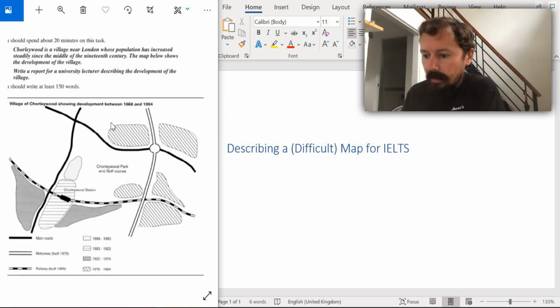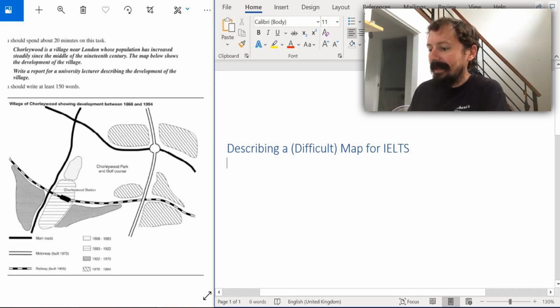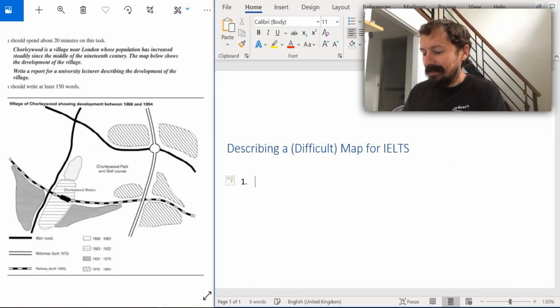So looking down here, we have to first, I think, identify the original features. In those other examples that I showed you, this was quite obvious because you could see the original features, because there's two maps. There is the first one and the second one. So let's put this down as a procedure.